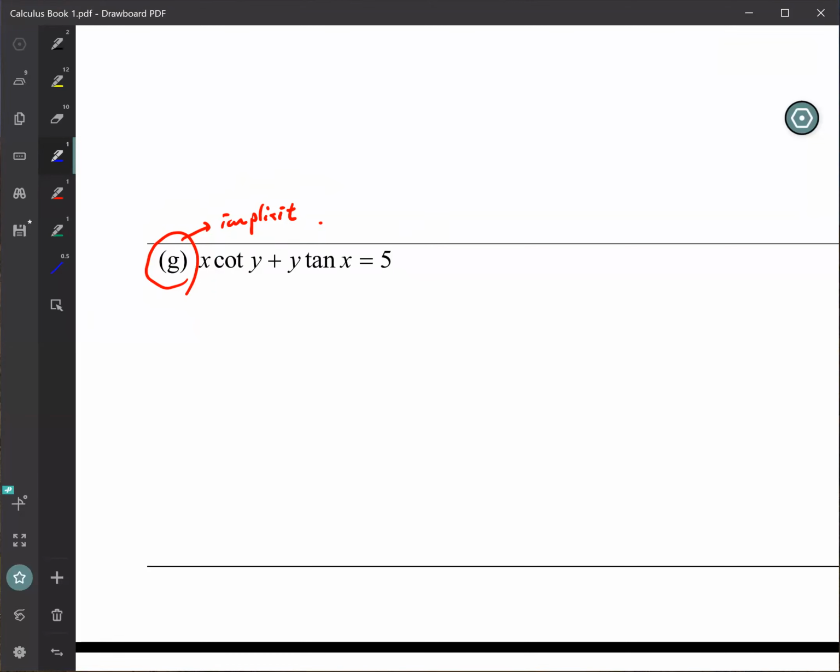Wait, do we still have to use like the product rule and stuff? If there's a product, yeah. You will start by priming both sides, right? So if the thing you are priming is a product, then you need product rule.